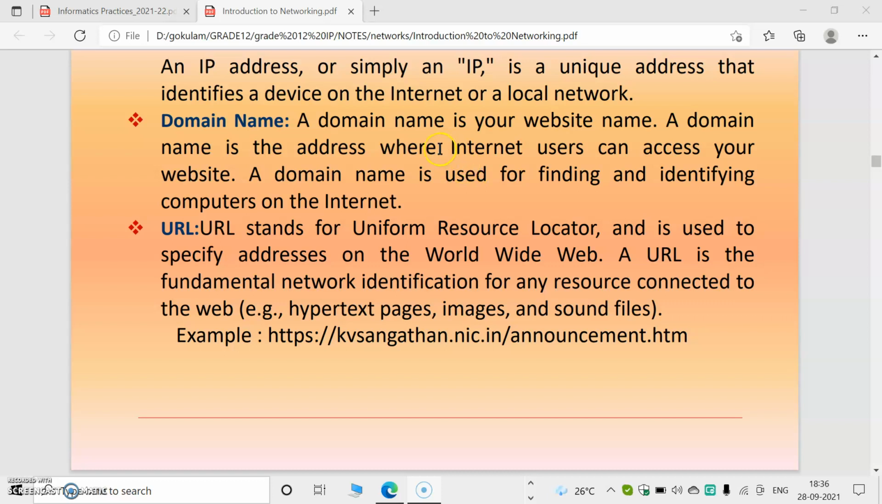by using a URL. So that's all about the introduction to computer networks.